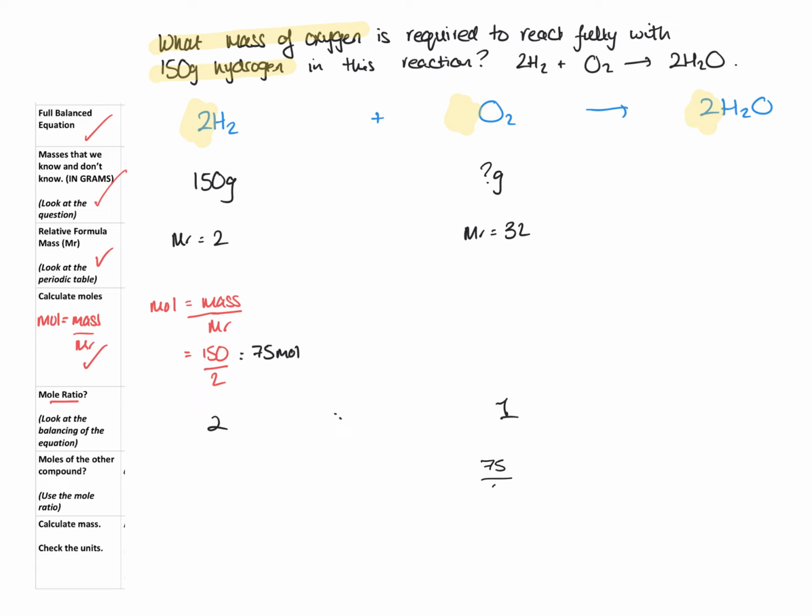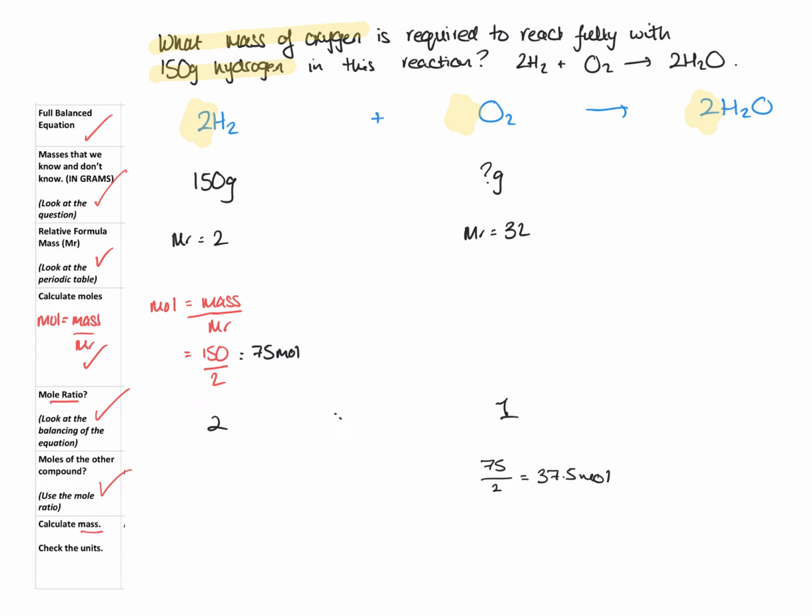75 divided by 2, according to the ratio, is going to be 37.5 moles of O2, and we're writing it underneath the formula O2. So now we know the number of moles of the other compound, which means we can tick some more instructions off our list. We've found the mole ratio and we've used it to calculate the moles of the other compound.